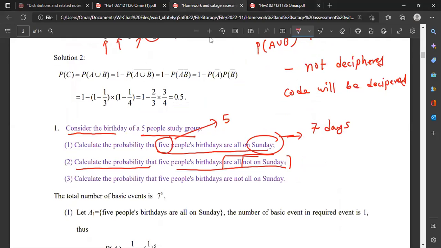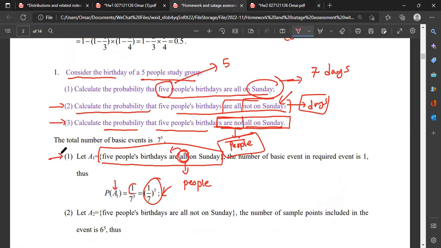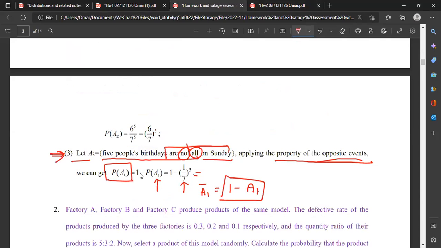And the third question here is calculate the probability that 5 people's birthday are not all on Sunday. So are all not on Sunday. That means it's not on Sunday, but here it is saying that all the people are not on Sunday. Okay, so here the focus is people, but there the focus is days. The correct answer for number 3: here it was the opposite event formula, right? Opposite event. So we already know the P of A, so we just find 1 minus P of A. Then we get the correct answer.